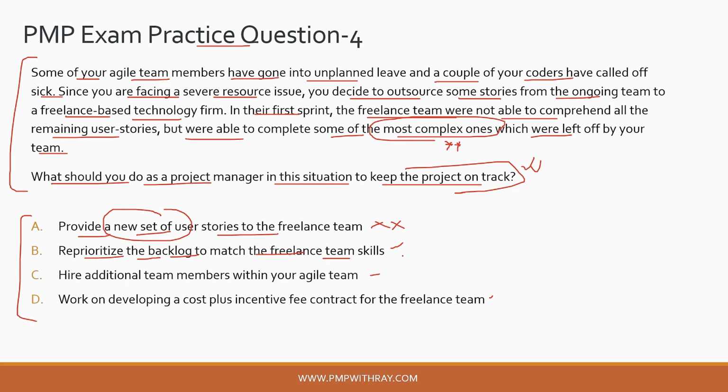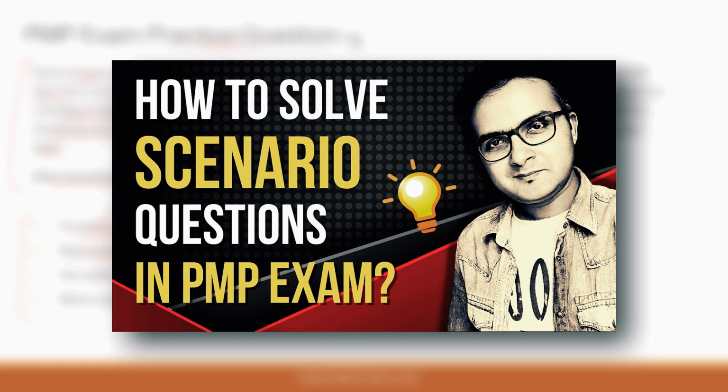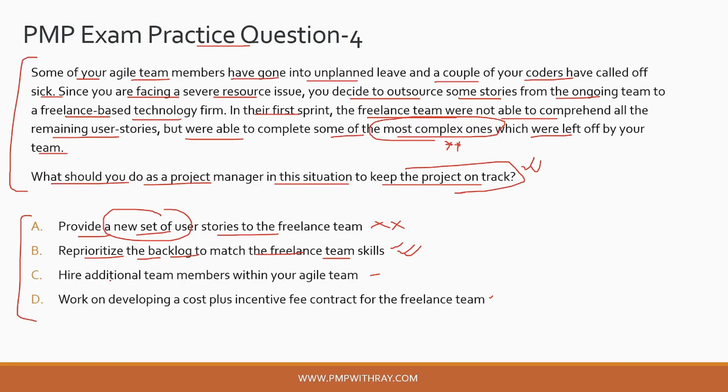So for example, you can give all the complex story points with which your team was struggling to this freelance team and leave the other story points for your team when your resourcing issue is resolved. Okay, so this option captures that very well. So we'll park this option now, because as per the 4-step framework that we have learned in this video, we need to evaluate all the options first before we zero in on one option.